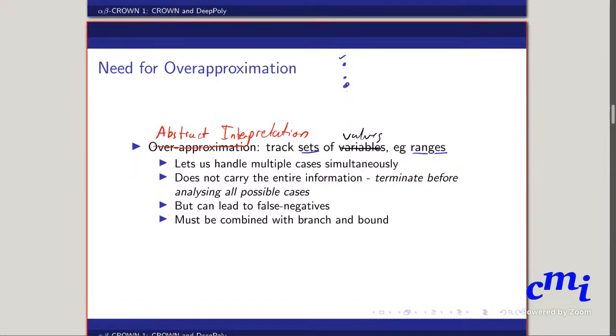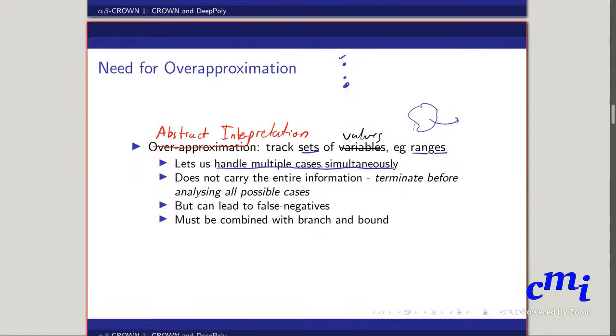So we know that the variable here lies in this particular set. The values of these variables can be in such and such set, and we're going to attempt to argue in terms of these things. That will fundamentally let us handle multiple cases simultaneously, so hopefully we'll not even have to do too many case splits.